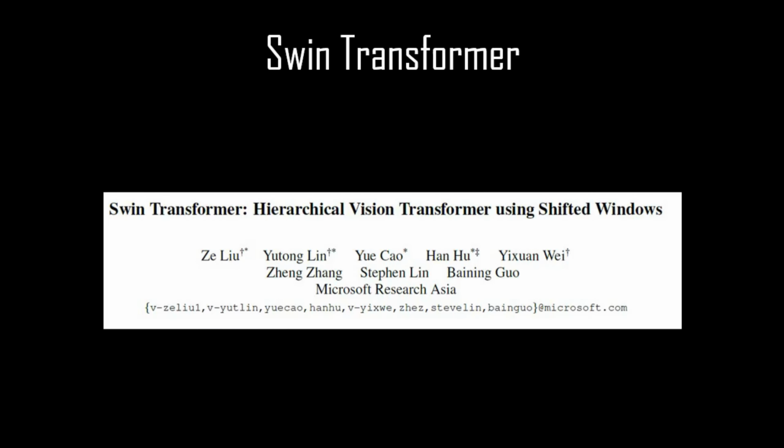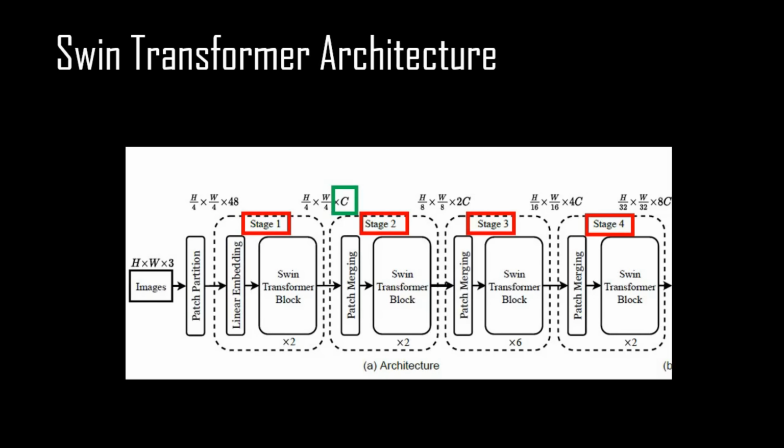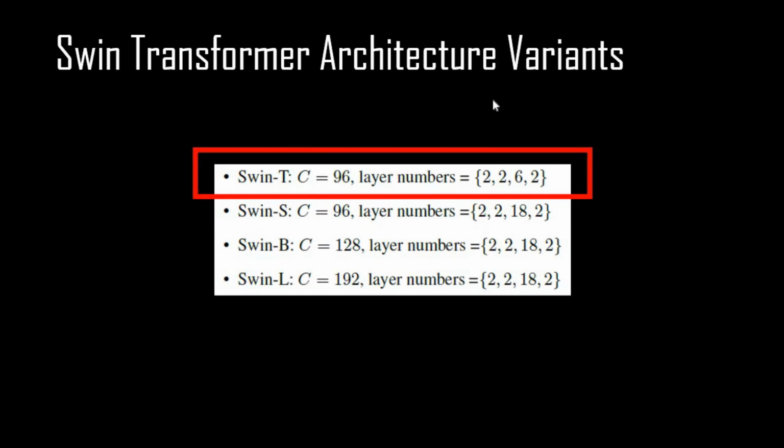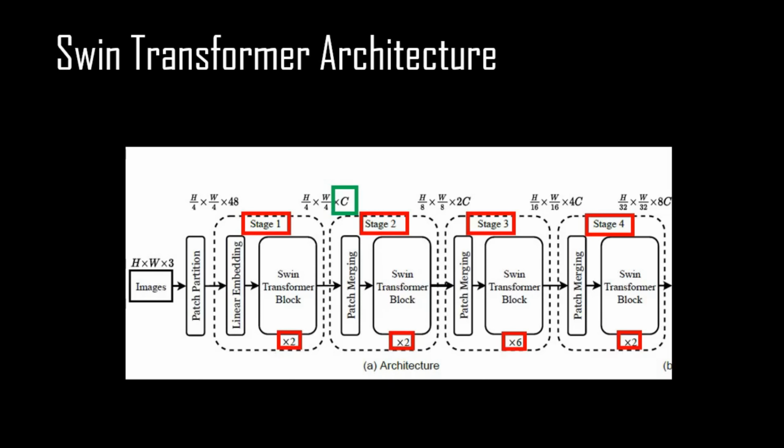So in Swin transformer, they are trying to find a middle ground and solve these issues. The architecture they provided has 4 stages, and they have different variants, but we are going to only talk about the Swin T, where the layer numbers are 2, 2, 6, 2, and C, the number of channels in the first stage, is 96. So for the first stage, I have 2 layers, second 2 layers, third stage 6 layers, fourth stage 2 layers, and this C here is 96.